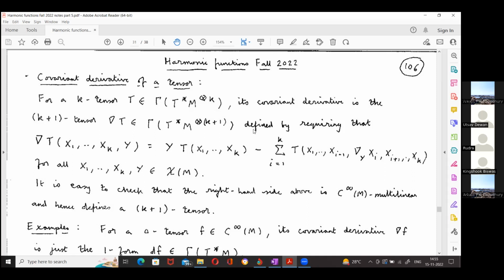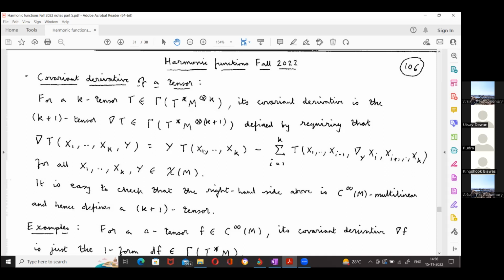So this (k+1)-tensor, how is it defined? Nabla T applied to k+1 vector fields, since it's a (k+1)-tensor, it's going to act on k+1 vector fields. So I take vector fields x1 to xk and then another vector field Y. This is defined to be Y acting on the function T(x1, ..., xk). T(x1, ..., xk) is a C infinity function, and Y is a vector field, so it acts on this function.